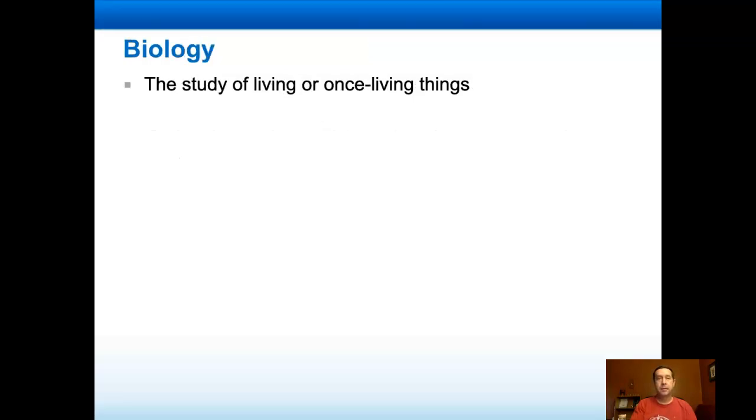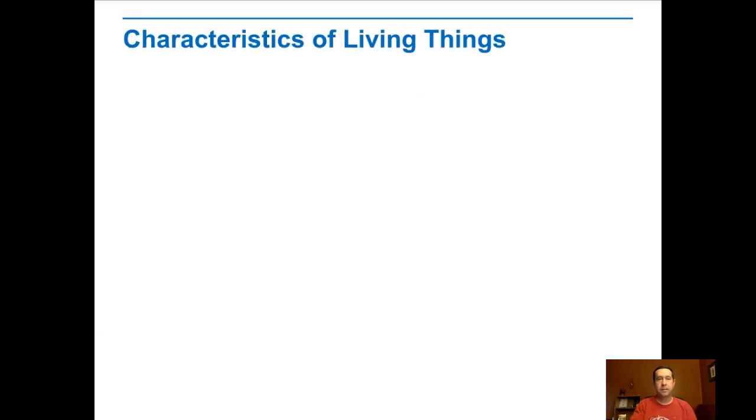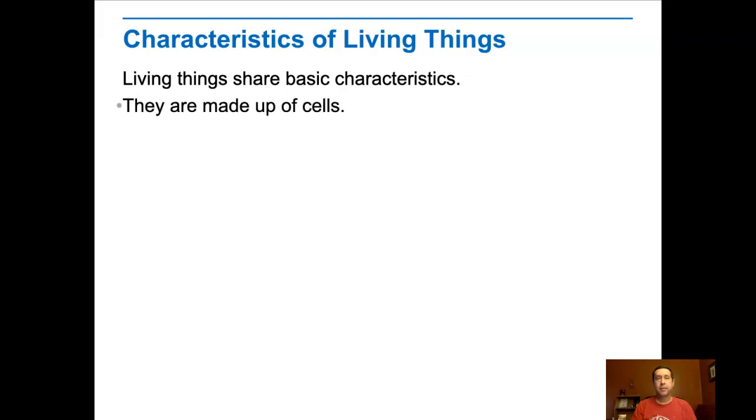So, biology is the study of living or once living things. All living things have certain common characteristics. They're things that are found in all living things. Living things share these basic characteristics. Number one, they're made of cells. This is one of the reasons why most scientists would say that viruses are not living things, because they don't have cells. They reproduce. They make more living things using cell division.